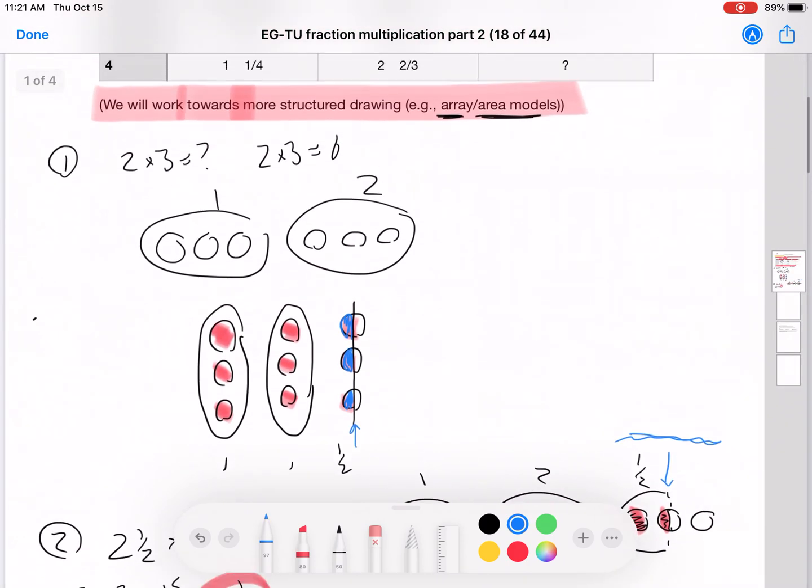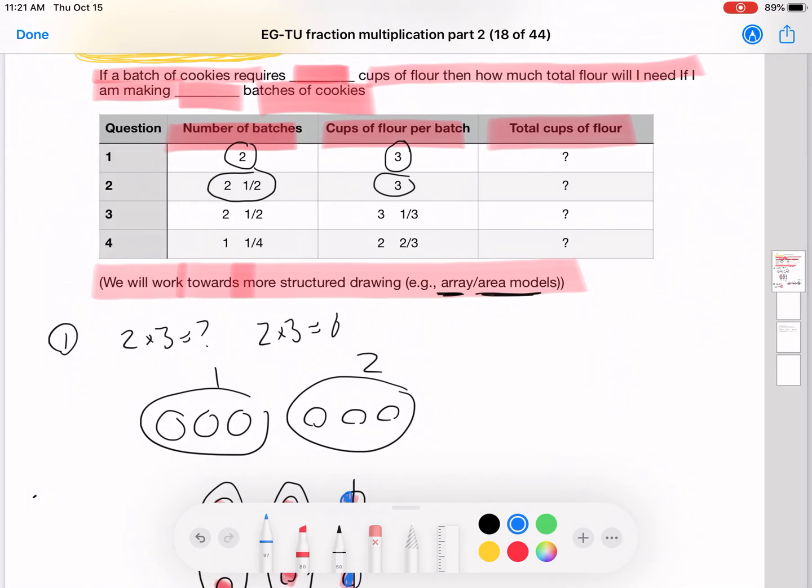All right, what's the next question? 2.5 batches, but we need 3 1/3 cups per batch.